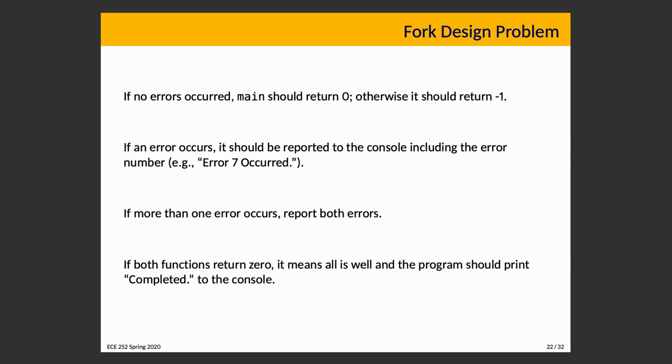If no errors occurred, main should return 0, otherwise return -1. If an error occurs, it should be reported to the console, including some error number, so error 7 occurred, for an example. If more than one error happened, then report both. If both functions return 0, it means all is well, and the program should print completed to the console.